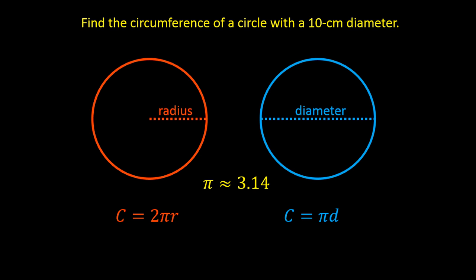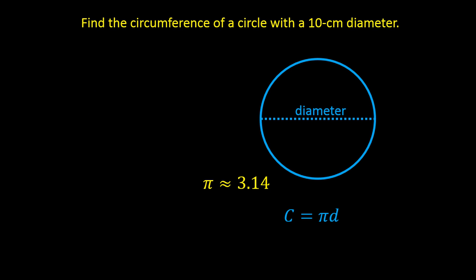What if we know the diameter of a circle and we want to know its circumference? Well, in this case, we'll have to use the second formula, that circumference is pi times diameter. And if the diameter of the circle is 10 centimeters, then the circumference is 10 times pi centimeters, which once again we could approximate as a decimal by substituting 3.14 for pi and getting 31.4 centimeters.